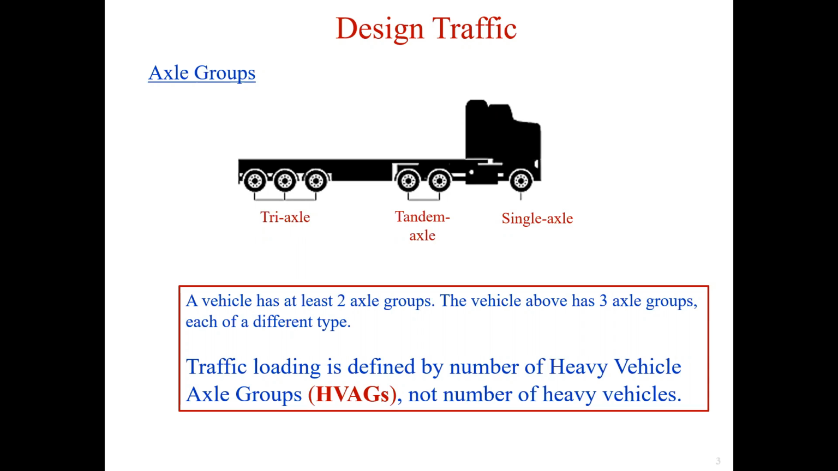This vehicle has 3 axle groups, and each of a different type, from the single axle to tandem axle to tri-axle. Here, for the design traffic, the traffic loading is defined by the number of heavy vehicle axle groups, HVAG, not the number of heavy vehicles.